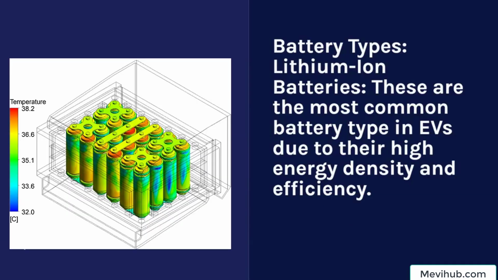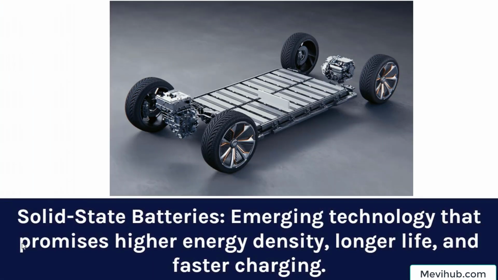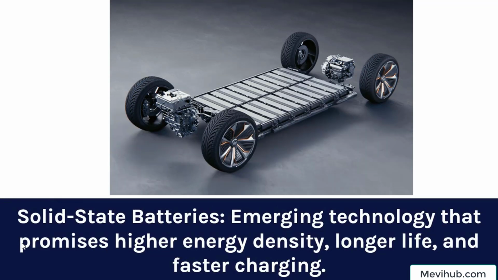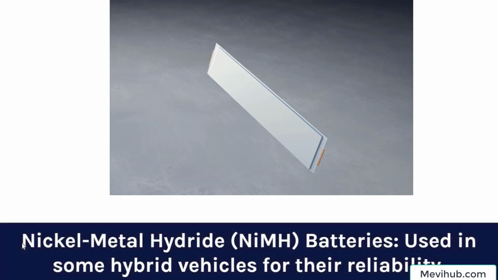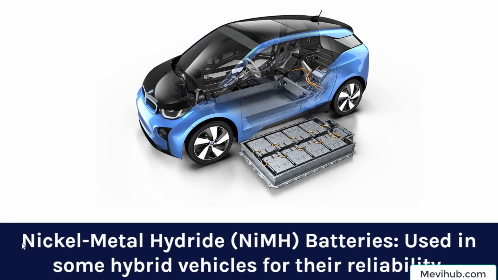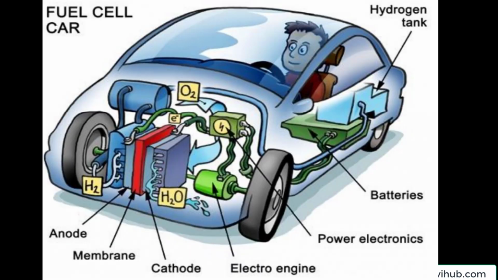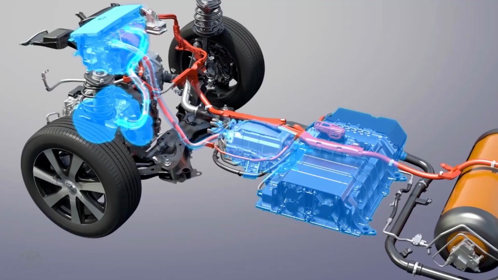Battery types. Lithium-ion batteries. These are the most common battery type in EVs due to their high energy density and efficiency. Solid-state batteries, an emerging technology that promises higher energy density, longer life, and faster charging. Nickel metal hydride, NiMH, batteries, used in some hybrid vehicles for their reliability. Hydrogen fuel cells, an alternative to traditional batteries, converting hydrogen into electricity on the go.